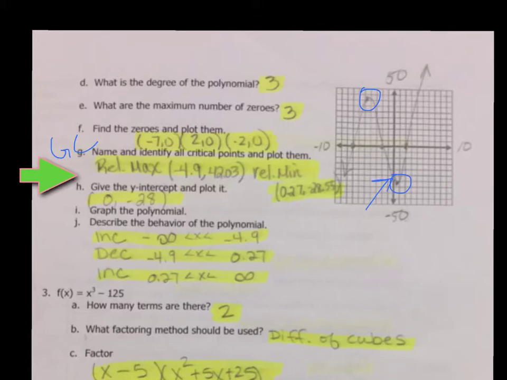So notice when I graphed it, I had to change the scale on my grid. This is no longer y values of 10 to negative 10. It's now 50 to negative 50, which means each line is worth 5. So then I describe my behavior, which is increasing between negative infinity and negative 4.9, decreasing from negative 4.9 to 0.27, increasing from 0.27 to positive infinity.